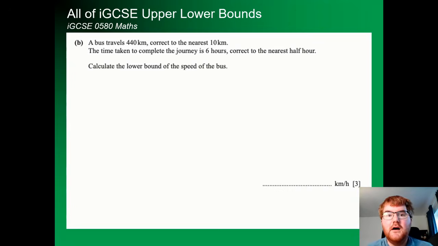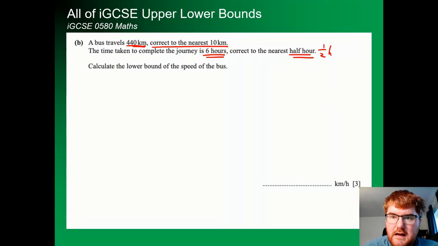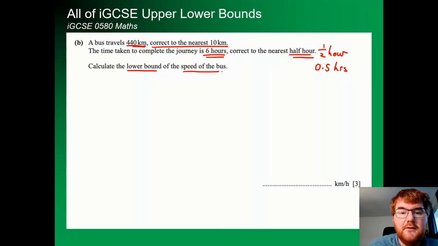Right, on to our next question here. So a bus travels 440 kilometers, correct to the nearest 10 kilometers. And the time taken to complete that journey is 6 hours, correct to the nearest half hour. So a half hour, which we could also write as 0.5 hours, and you'll see why that's useful. And we want the lower bound of the speed of the bus.